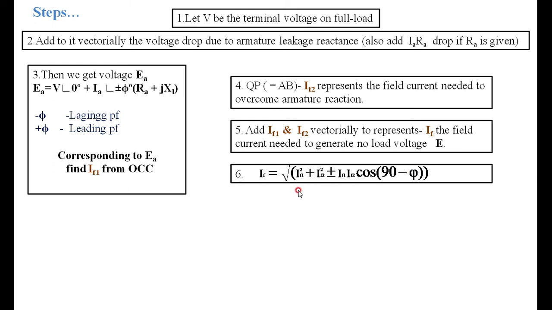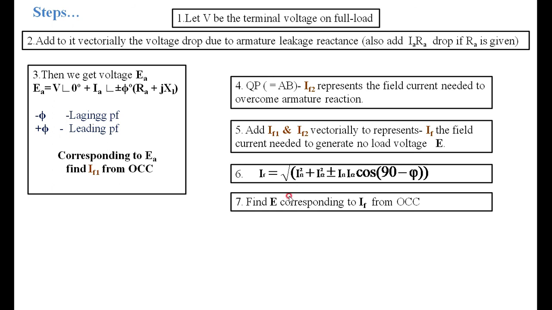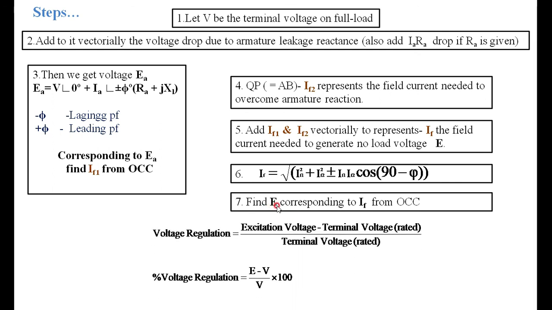Then once we know the value of IF, corresponding to this IF you have to project on the OCC, and the corresponding value of E I have to find. You find the total IF, and once we know it, you project that IF on the OCC so that we get the generated voltage E. Once we know the value of E, you find the regulation as E minus V divided by V. This is how you find the regulation of the alternator by the ZPF method.